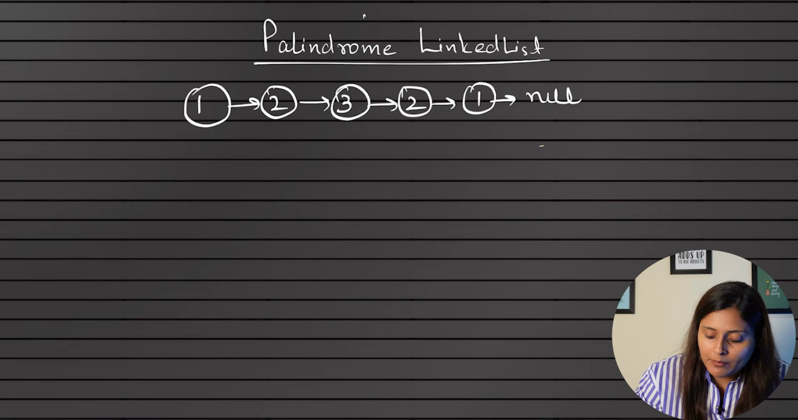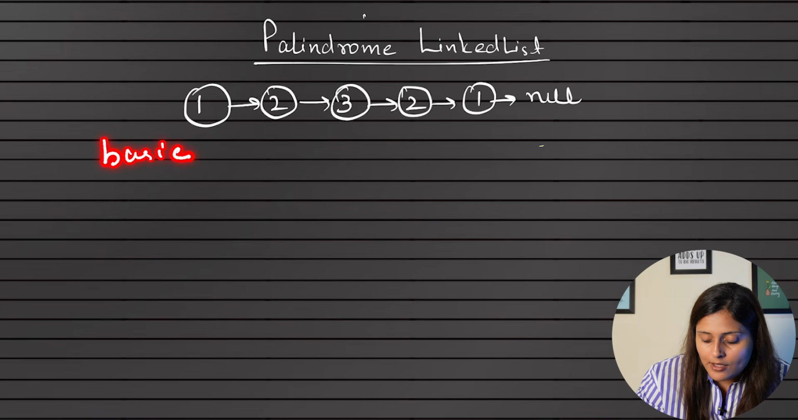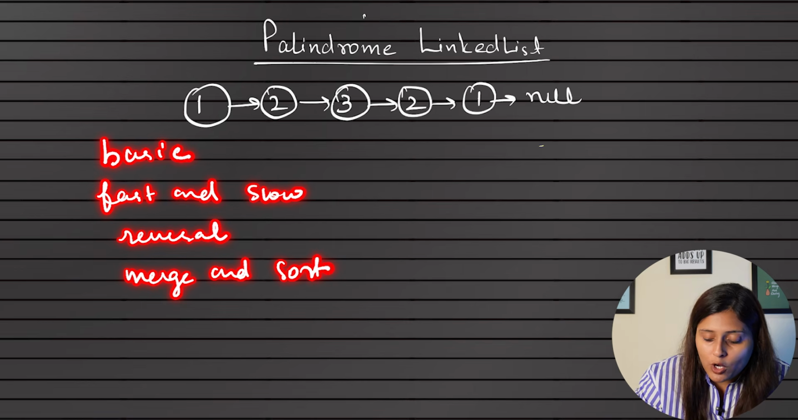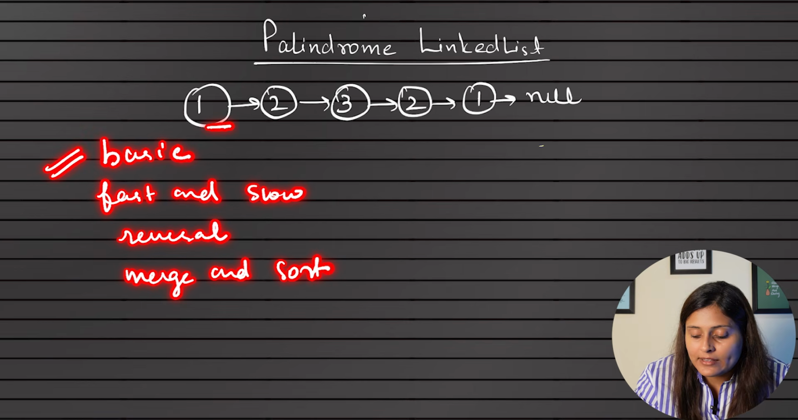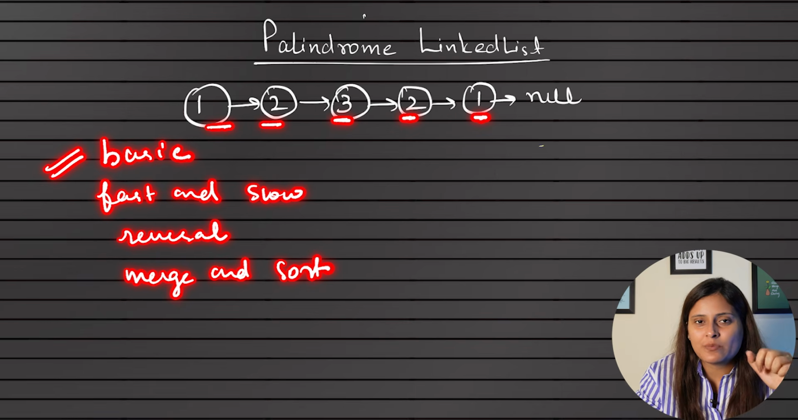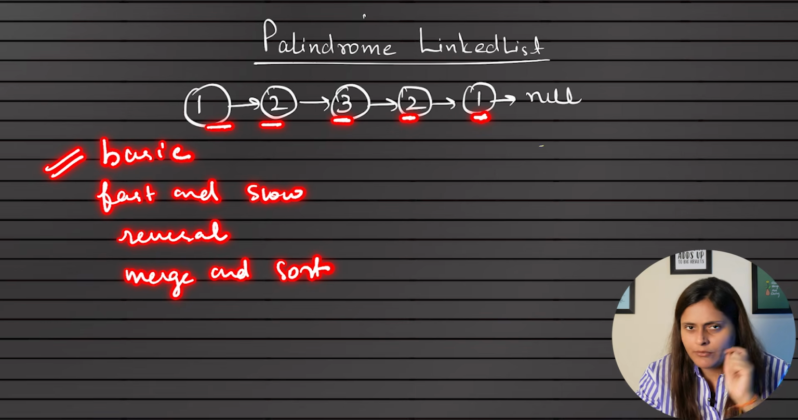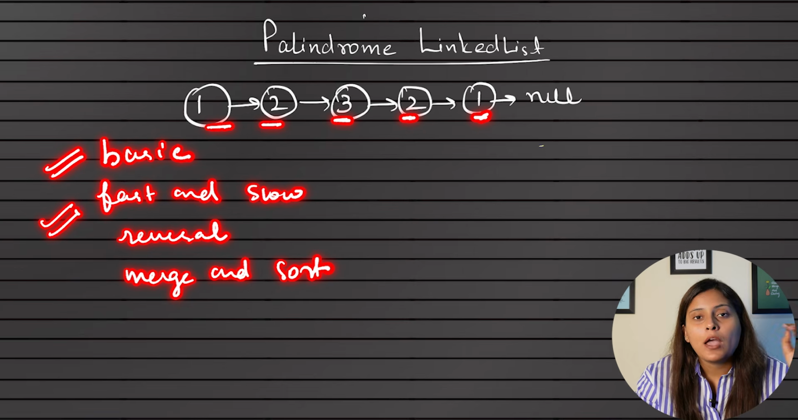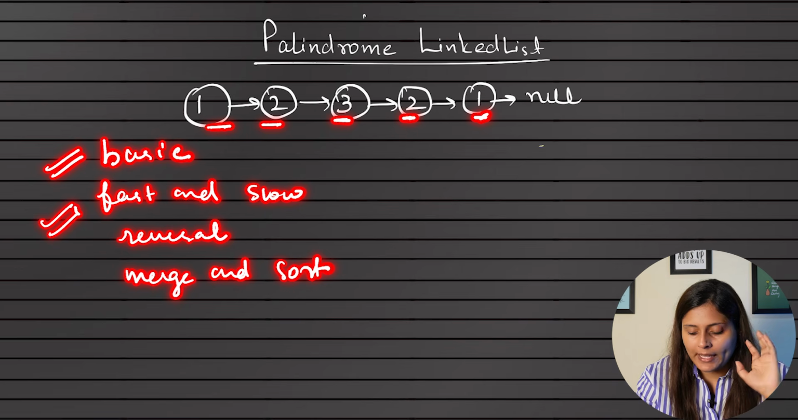So in the linked list, if you remember, we have learned about basic operations, fast and slow pointer, reversal pattern, merge and sort pattern. Basic operations we cannot apply because we have to check the palindrome. Basic operations means insert, delete and all those operations. We are not going to do this. Fast and slow pointer, we apply when we have to find the mid, or when we have to check if there is a cycle or not. But in this case we need not apply that.